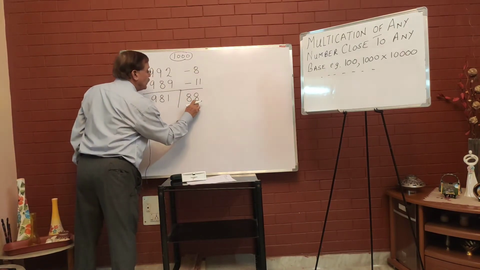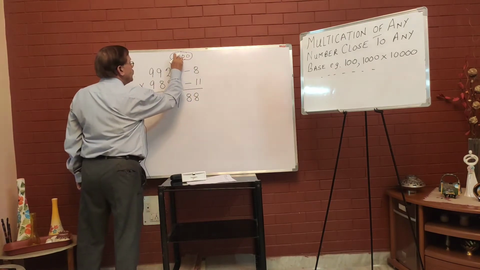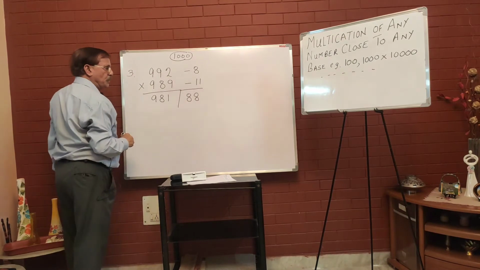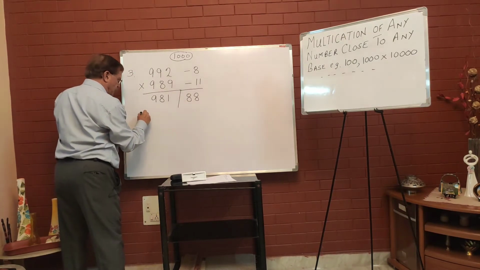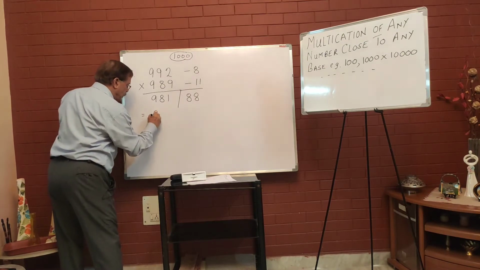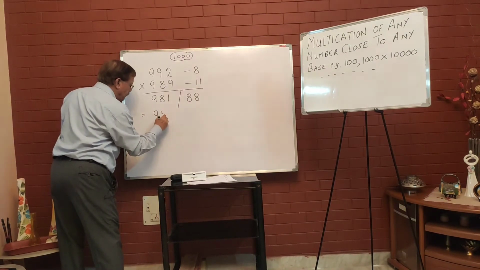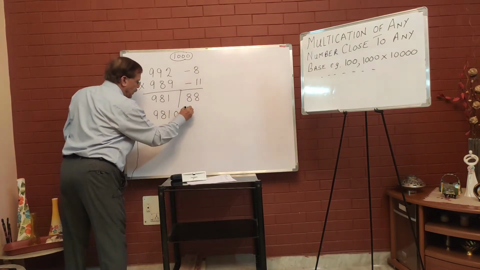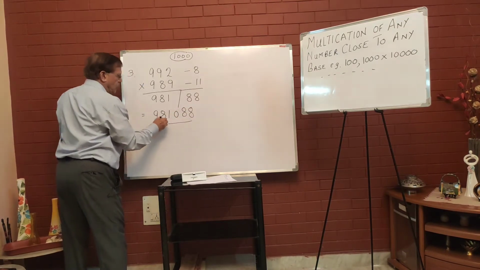how many digits? 1, 2, 3. 3 digits. Why? Because 1000 has 3 zeros. Therefore, in the final answer, we have to add a 0 over here. So, LHS will be the same. And 088. This is your final answer.